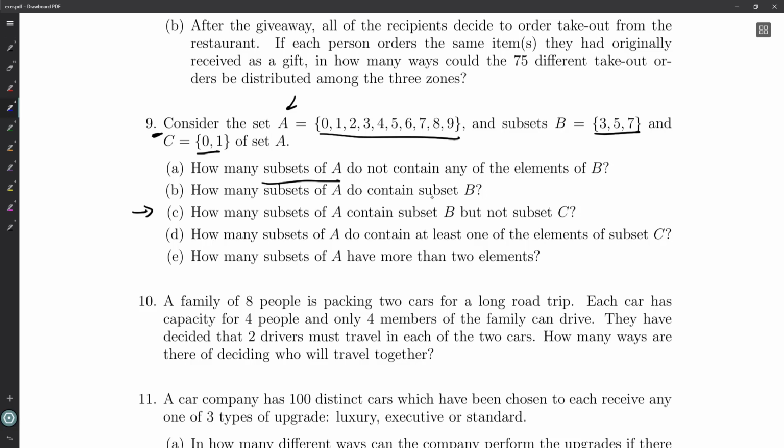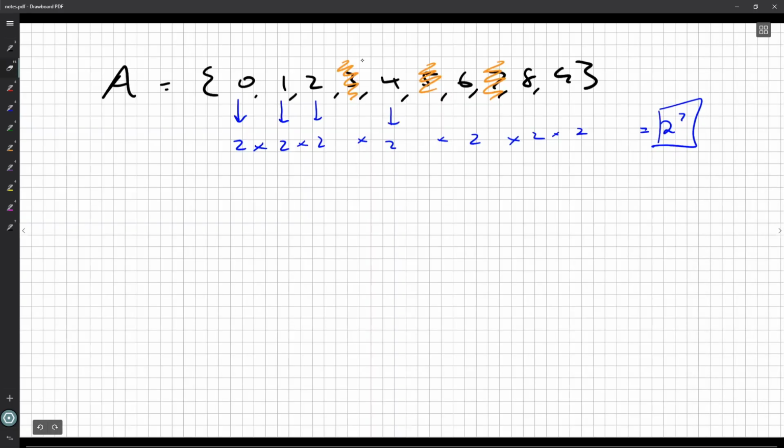How many subsets of A do contain subset B? Almost the exact same thing, except instead of saying you can't have 3, you can't have 5, you can't have 7, we're now saying you must have 3, you must have 5, you must have 7, but there's still no choice. Everything else, 0, 1, 2, these are all choices. Are they going to be in the new set I make or not? But 3, 5, and 7, if B is going to be a subset of the set I make, you have to have 3, you have to have 5, you have to have 7. So there's no choices involved there, and the answer is still 2 to the power 7.